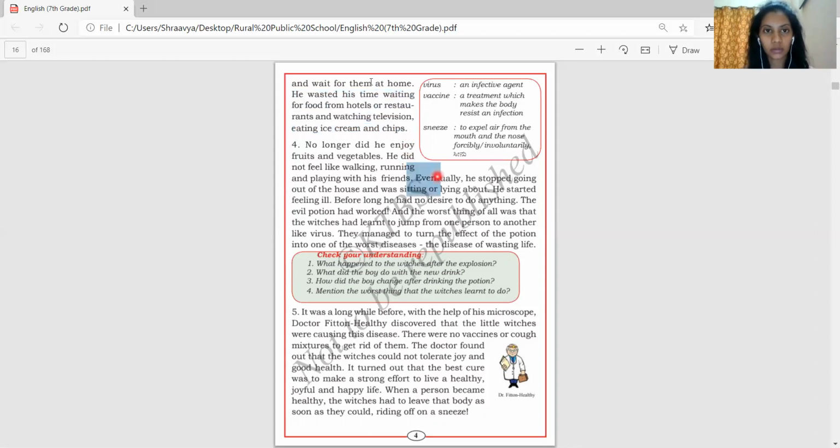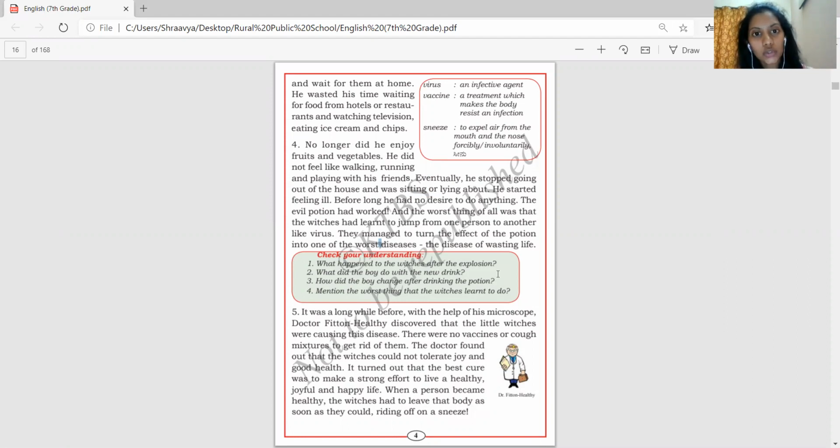So let's stop here and we will go to our questions. First question, what happened to the witches after the explosion? Try to remember what happened to them. They converted into tiny creatures like germs, correct? What did the boy do with the new drink? He consumed it, he drank it.